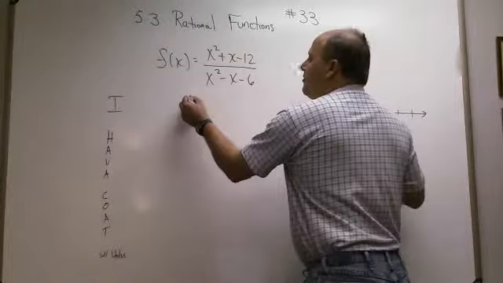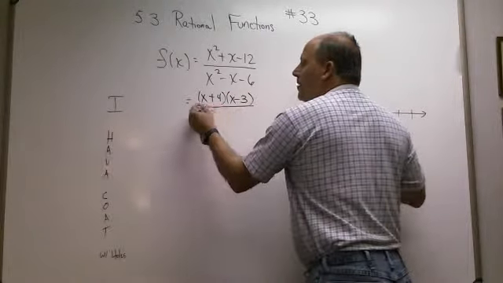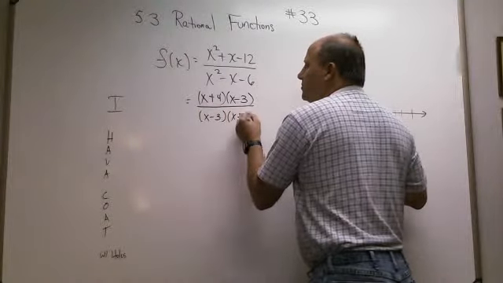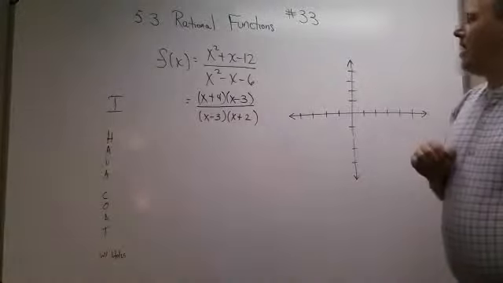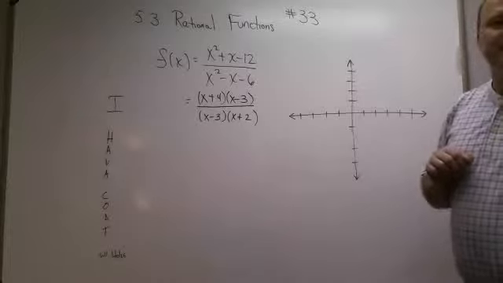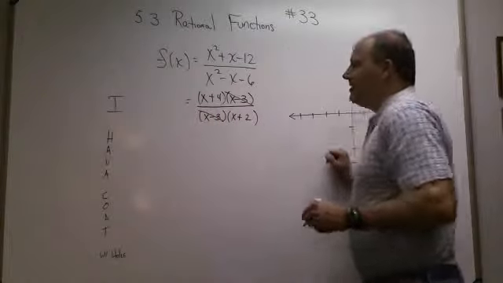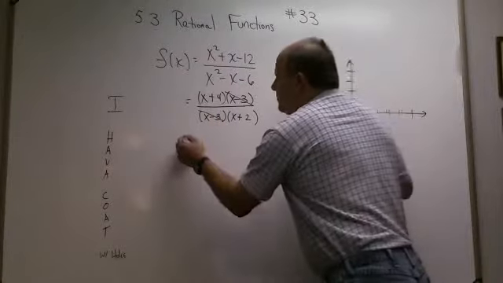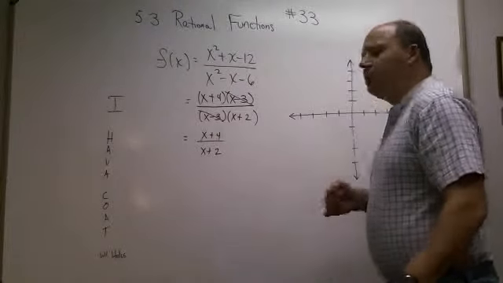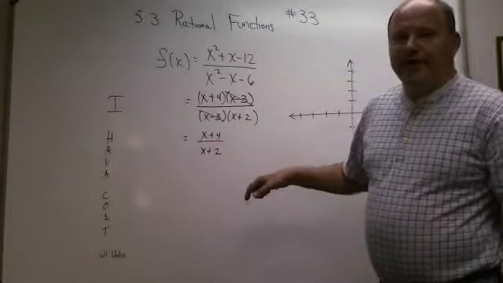So if you factor the top, it's x plus 4 times x minus 3. And on the bottom, it's x minus 3 times x plus 2. So x plus 4, x minus 3 on top, x minus 3, x plus 2 on the bottom is the way it factors. And so indeed there is a common factor that needs to be canceled out. So it reduces down to x plus 4 over x plus 2. The good news is it reduces down. The bad news is I've got to remember to put a hole in there later on.